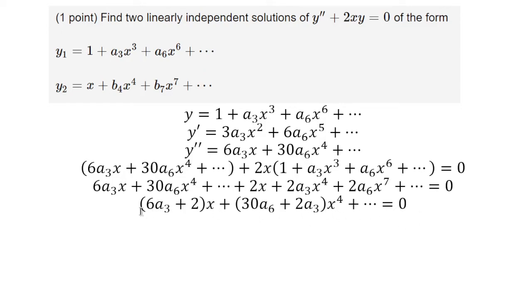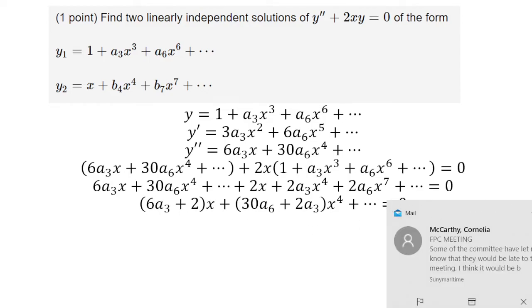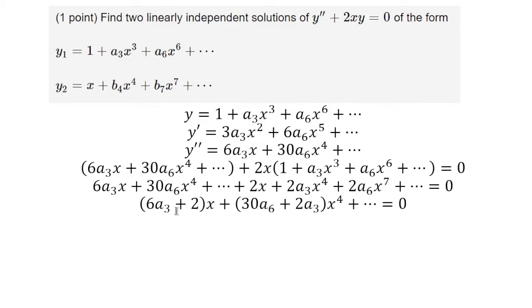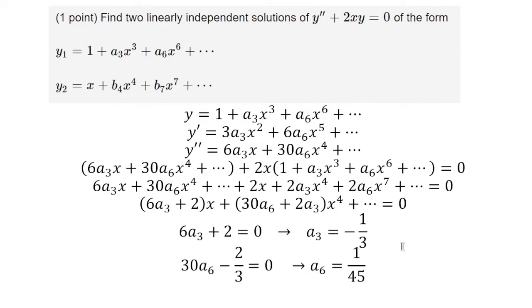All right, but anyways, you have this power series equal to 0, and there's an important theorem. It's called the identity theorem, which says that if a power series is equal to 0 for all values of x, then each individual coefficient should be 0. So we know that this has to be 0 and this has to be 0, and you just solve it and you get the values.